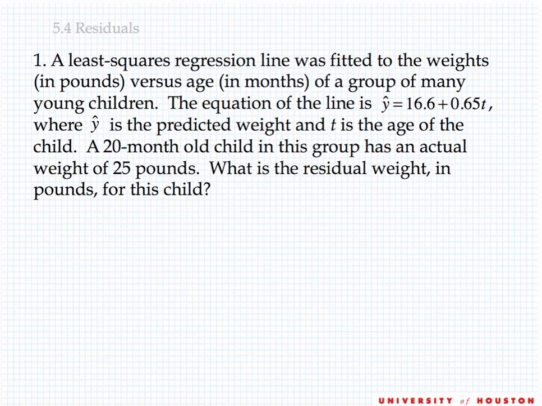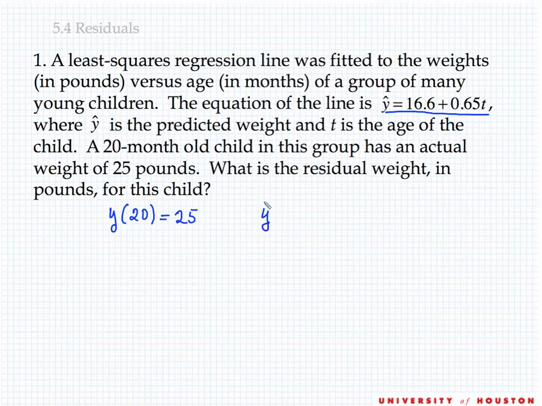Let's look at an example. A least squares regression line was fitted to the weights in pounds versus age in months of a group of many young children. The equation of the least squares regression line is y hat equals 16.6 plus 0.65t, where y hat is the predicted weight and t is the age of the child. A 20-month-old child in this group has an actual weight of 25 pounds. So that means that y of 20 is 25.